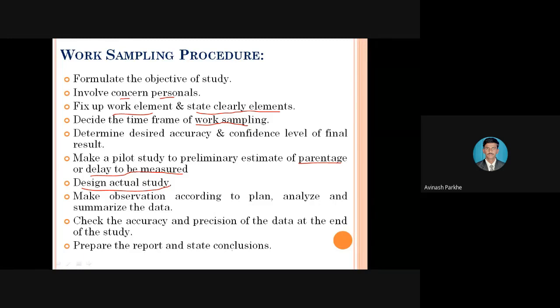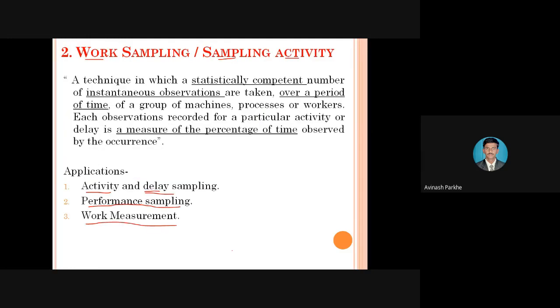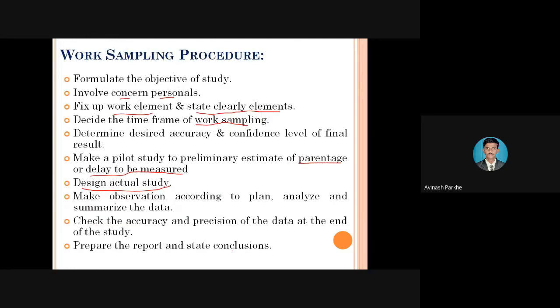So like that, we implement this work sampling technique in industry in order to check the activity and the delay sampling. Then the second application we have discussed, that is performance sampling, and the last one is work measurement. In all three concepts, if I have to go for a number of observations, if I have to check the delay required during operations, if I have to check the performance of the operator, if I have to check the time required to complete a particular task, all these activities can be performed by using this work sampling procedure.